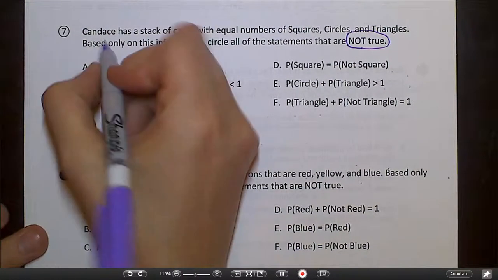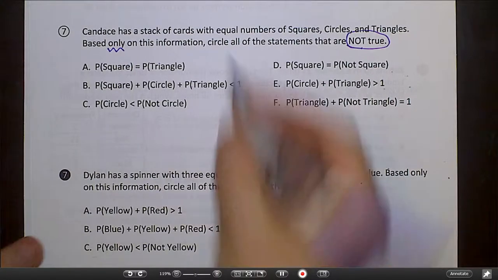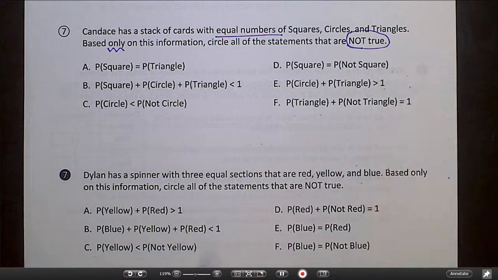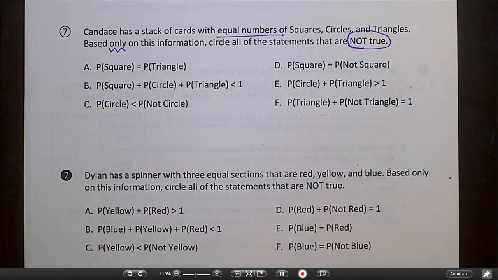And it says based only on this information. So we don't know how many of each one there is. We don't know how many times we're drawing them out. We don't know what's happening. All we know is that we have equal numbers. So we're equally likely to get a square, a circle, and a triangle. All of them have the same probability. So let's go through and circle the ones that are not true.